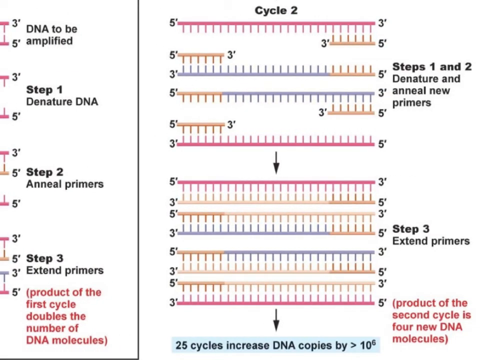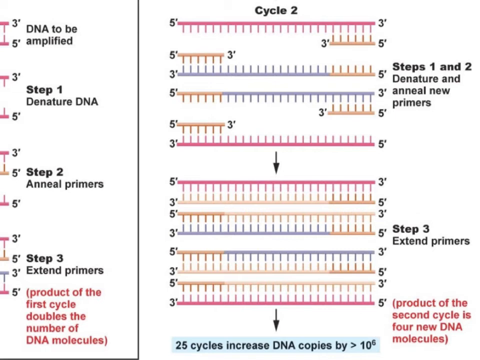So now, after step 3, we have 2 copies of that double-stranded molecule. We do another cycle. We heat it up again, melt those 2 double-stranded molecules apart, cool it down, primers bind to it, then we extend. So after 2 cycles, instead of having 1 double-stranded molecule, the 2 pink strands that you see at the top and the bottom here, now we have 4 double-stranded molecules.